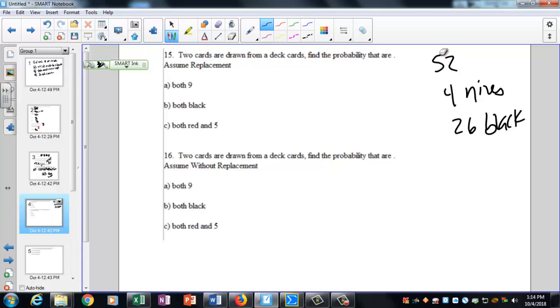What's the probability that they're both 9s if we do replacement? When I say assume replacement, what does that mean? We're taking it out and putting it back, so we could choose the same card twice. That's going to be 4 out of 52 times 4 out of 52. Does that make sense?